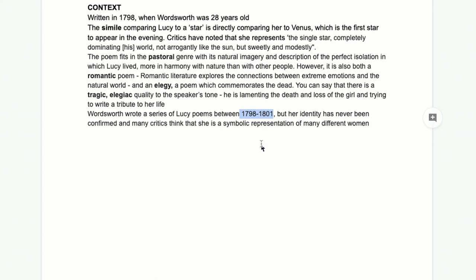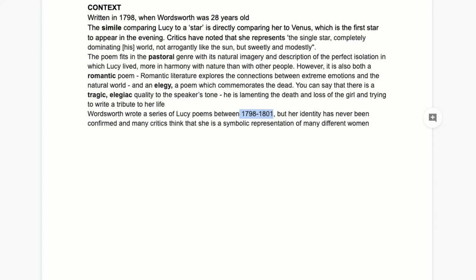So she might have been a real exact individual woman, but she might also just represent how femininity is to him, or how women are, or the idea of beauty or that kind of thing. So she might not be real, and you want to just be sensitive to that when you're writing your essays.